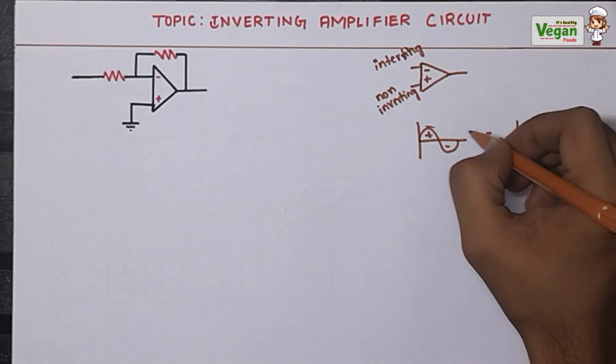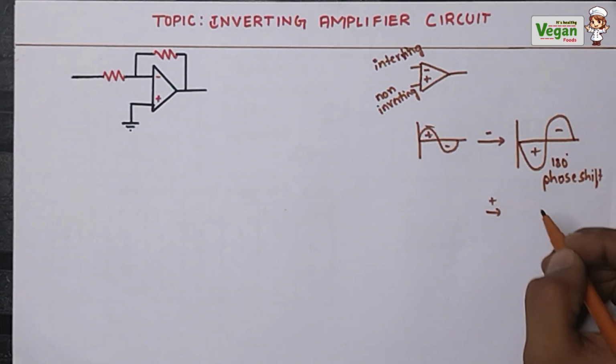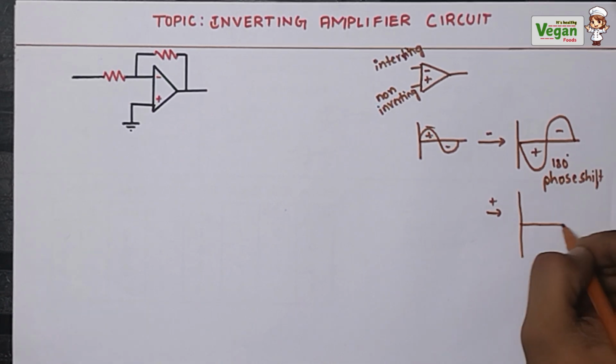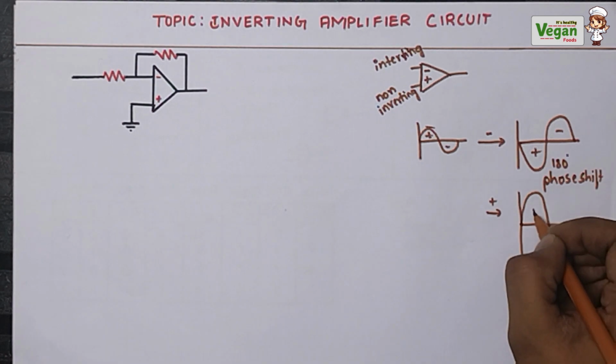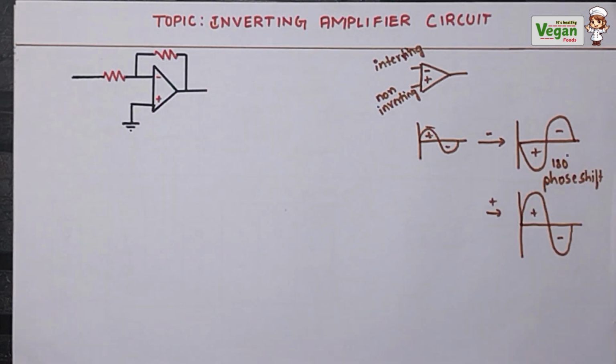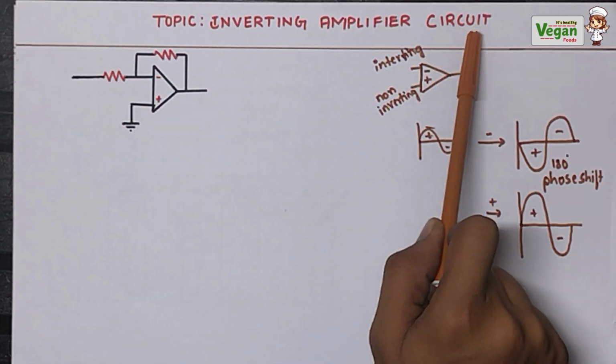But if you give the same input to the non-inverting terminal, that is the positive terminal, it will just amplify the wave. That is, it will increase the height of the wave. The positive and negative cycles will be the same. It doesn't invert. There will be no phase shift, only an increase in the amplitude. Hope you understood. Now we are designing the inverting amplifier circuit.